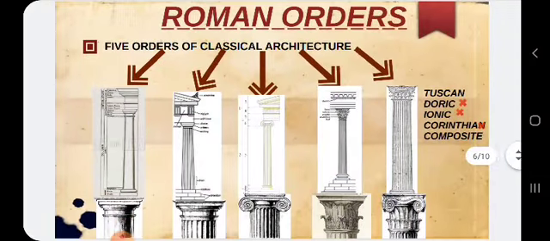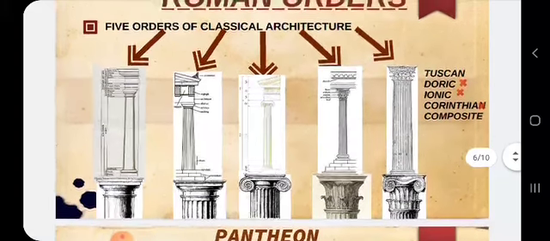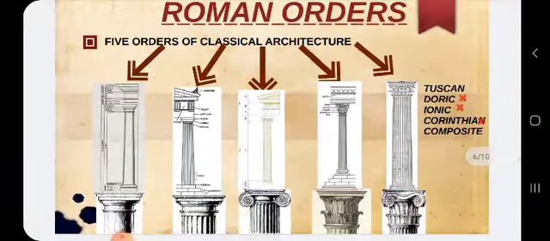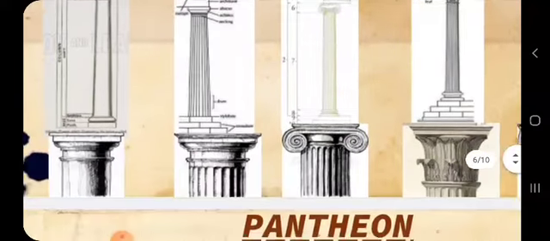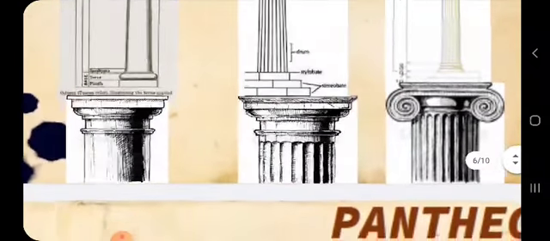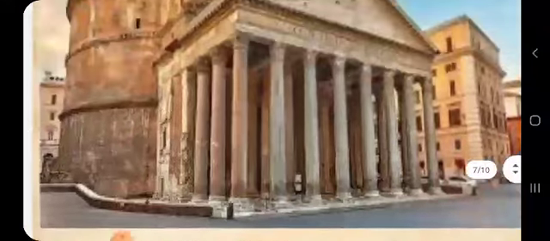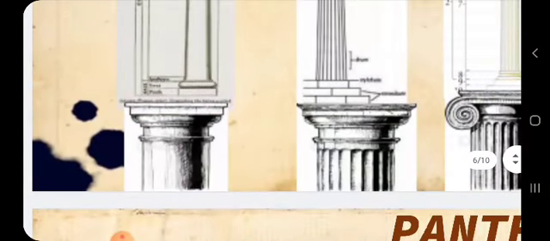And now, Roman orders, the most important topic. I have already said that we have 5 orders of classical architecture, and there are 3 Greek orders which we already discussed in the previous video. And yes, we have 2 Roman orders, they are Tuscan and Composite. We have similarities between the Doric order, the simplest order of Greek architecture, and the Tuscan order, the simplest order of Roman architecture.